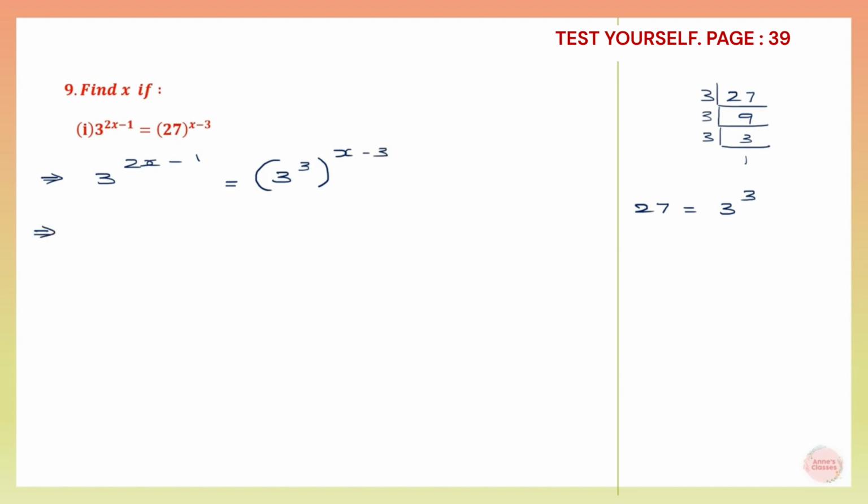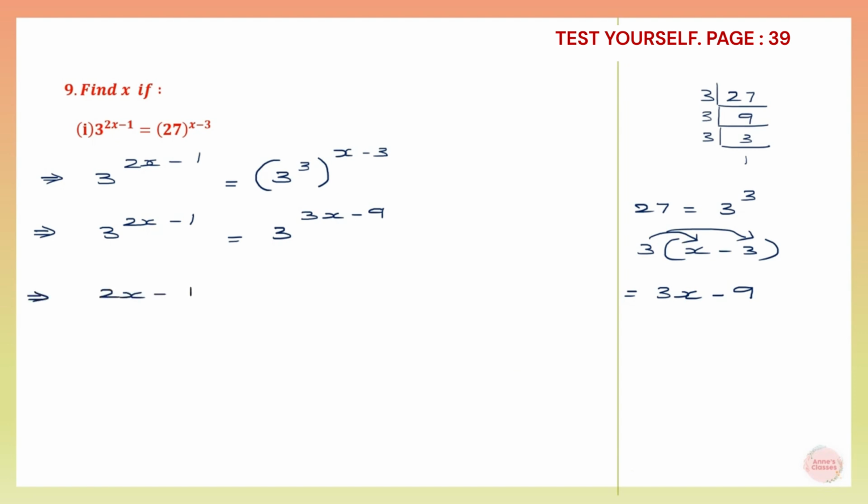So here on this side we have 3 raised to the power of 2x minus 1, and here we have 3 raised to the power of, now we have to multiply 3 into x minus 3. So let's do that. 3 into x minus 3 when we multiply. First we multiply these two. So 3 into x is 3x minus 3 into 3. 3 threes are 9. So here we get 3 raised to the power of 3x minus 9. So now the base is the same. That means the powers are equal. So we can write that. We can say 2x minus 1 is equal to 3x minus 9.